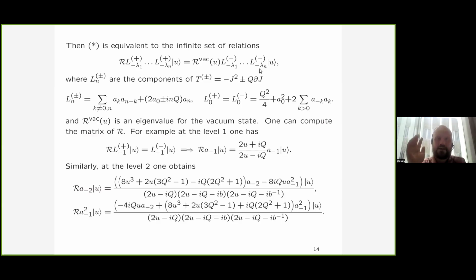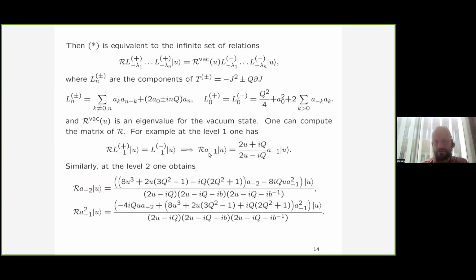If the highest weight parameter and the central charge are arbitrary, as I'm assuming, then this set of relations is enough to fix all the matrix elements up to total scale, which, for example, you can fix by saying that R acts on the vacuum state by just 1. Then you easily produce all the states. Here is an example. Once you know that R intertwines L minus 1 plus with L minus 1 minus, you just substitute this expansion in terms of bosons, act on the highest weight, and then you end up with this formula.